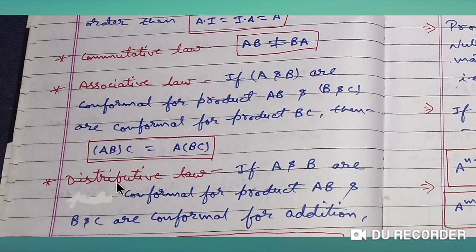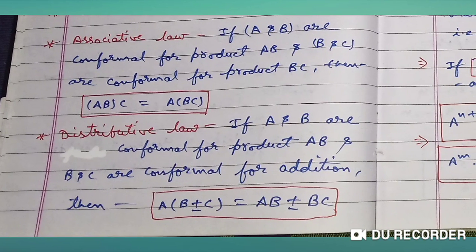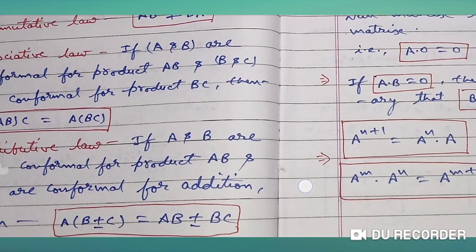Now, coming to the distributive law. If A and B are conformable for product AB, and B and C are conformable for addition, then we can write this. A, B, and C are three given matrices, B and C are under brackets, and A is just outside the bracket. Now we can use the left distributivity law, and so this will become AB plus BC. So we can use this result.